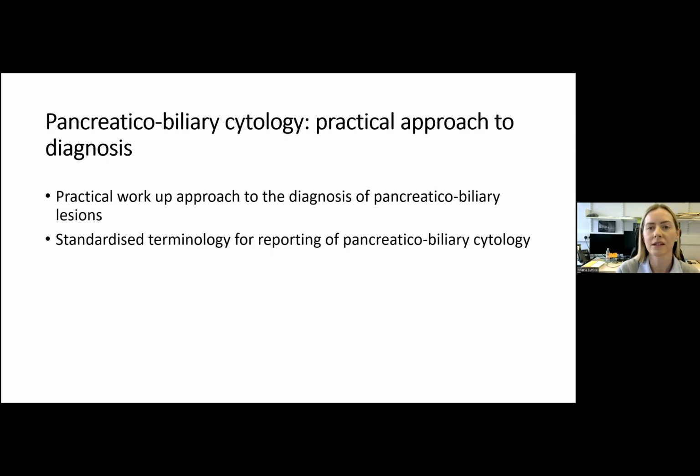I hope that by the end of this session, I'm able to give you a practical workup approach to these lesions. I would also like to take the opportunity to talk about the new standardized terminology for reporting of pancreatobiliary cytology. As we are probably aware, there's the Papanicolaou classification, and now we have the new WHO classification, which essentially aligns itself with the histology of the digestive tract WHO classification. I will briefly touch on the new classification and how it differs from our Papanicolaou classification.